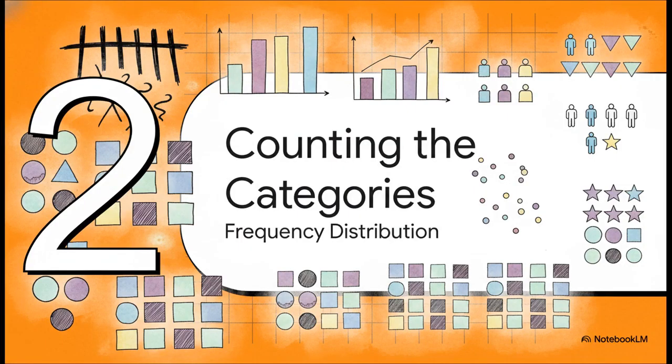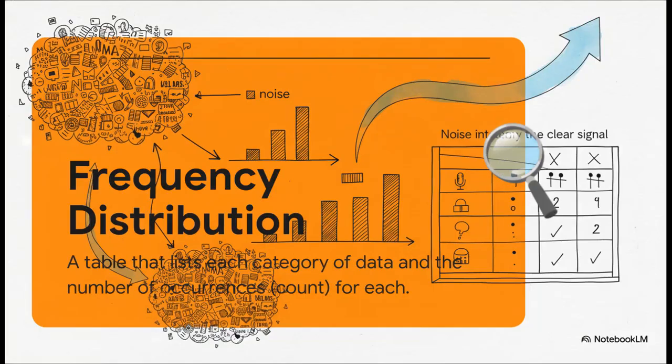So how do we start to clean up this mess? Well, we begin with the most fundamental step imaginable. We just count. We're going to build something called a frequency distribution, which is really just a fancy way of saying we're going to tally everything up. I know frequency distribution sounds a little intimidating, but trust me, it's just a simple summary table. All it does is list out each unique category, like answer A, B, or C, and then shows a count of how many times each one popped up. This is our very first step in turning all that noise into a clear signal.